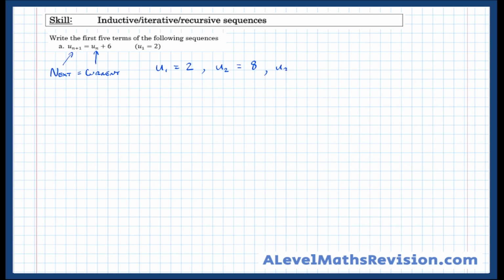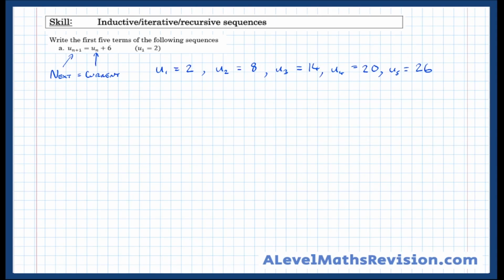Then the next term, u3, again we get the next term by adding 6 to the previous term, which makes it 8 plus 6, which is 14. The fourth term we get by adding 6 to that, which gives us 20. And the fifth term we get by adding 6 to that, which makes 26. So hopefully that's quite intuitive.